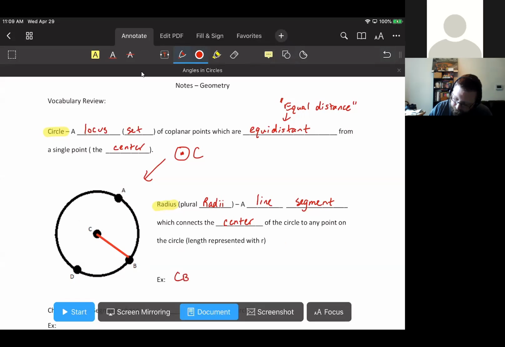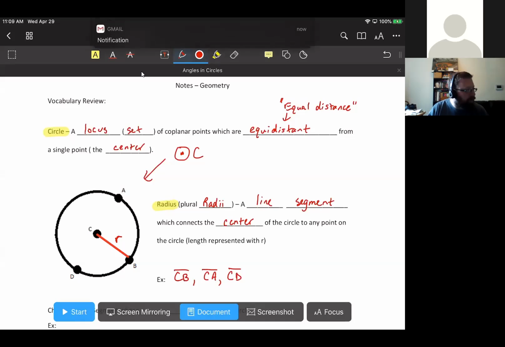CB here is a radius, as would be CA or CD, basically so that one endpoint of that line segment lies on the center and the other lies on the circle. Could be any line segment connecting the center to a point. And the length of that line segment we represent with a lowercase r. Again, we should already know this information. It should not be new. Grab a screenshot if you want one. We're going to slide down a little bit to get the rest of this vocabulary in from this picture. So grab one if you want one so we can move on.